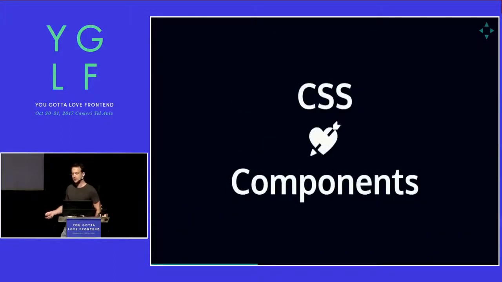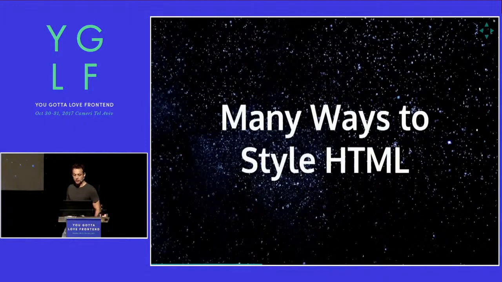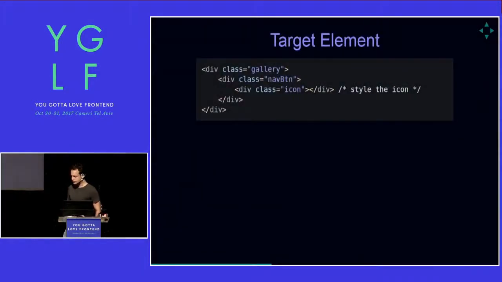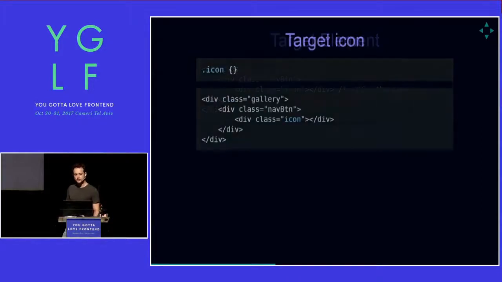So let's see how we style HTML with CSS. There are many ways to style HTML using CSS. Let's see how we target an element specifically. So in this example, we have 3 nested divs. Each of them is marked with a CSS class: a gallery, a nav button, and an icon, a potential HTML markup for a gallery. Let's try styling that inner icon.